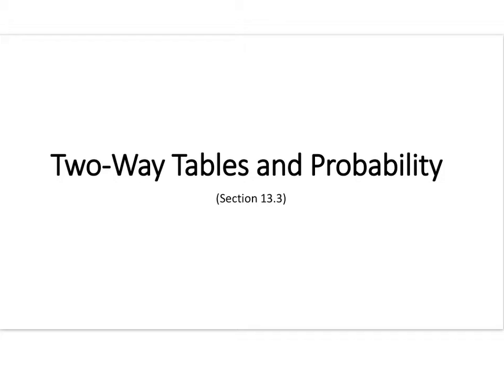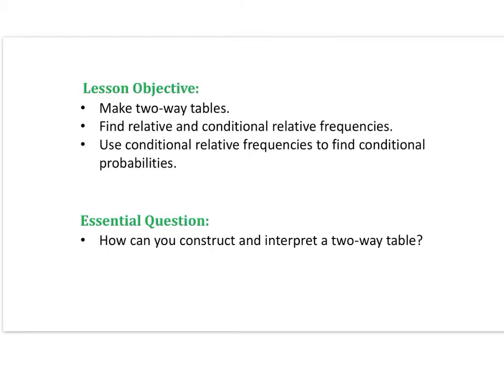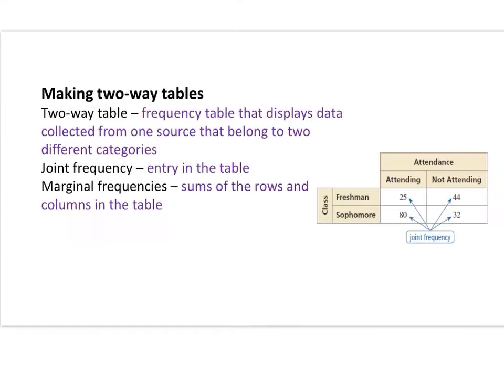All right, two-way tables and probability, section 13.3. Our lesson objectives are to make two-way tables, find relative and conditional relative frequencies, and use conditional relative frequencies to find conditional probabilities. So our central question is, how can you construct and interpret a two-way table?